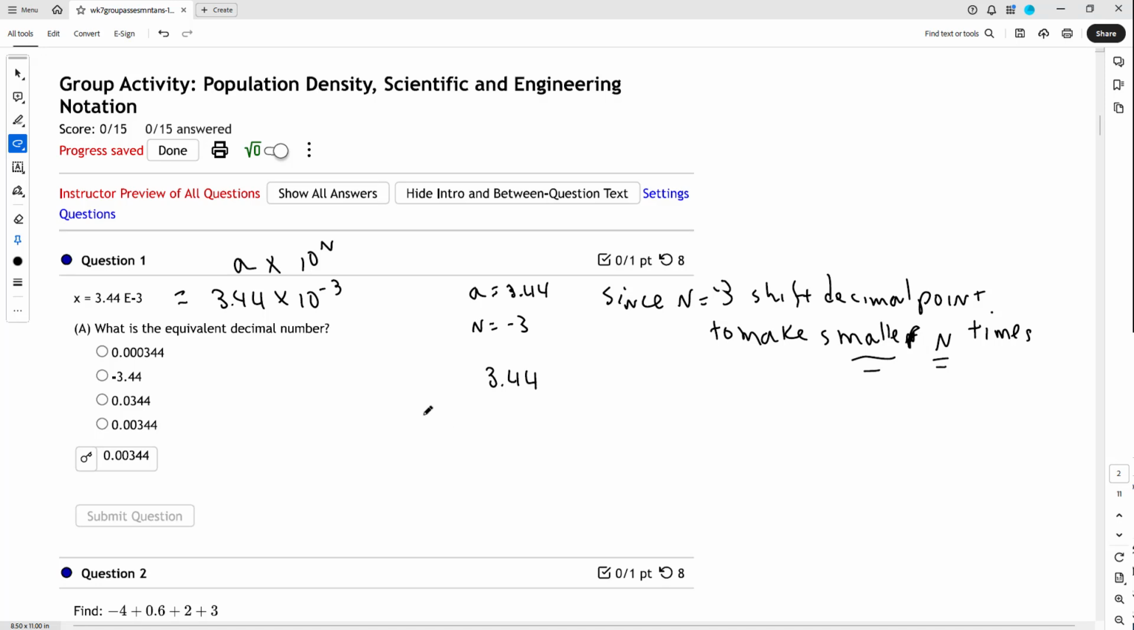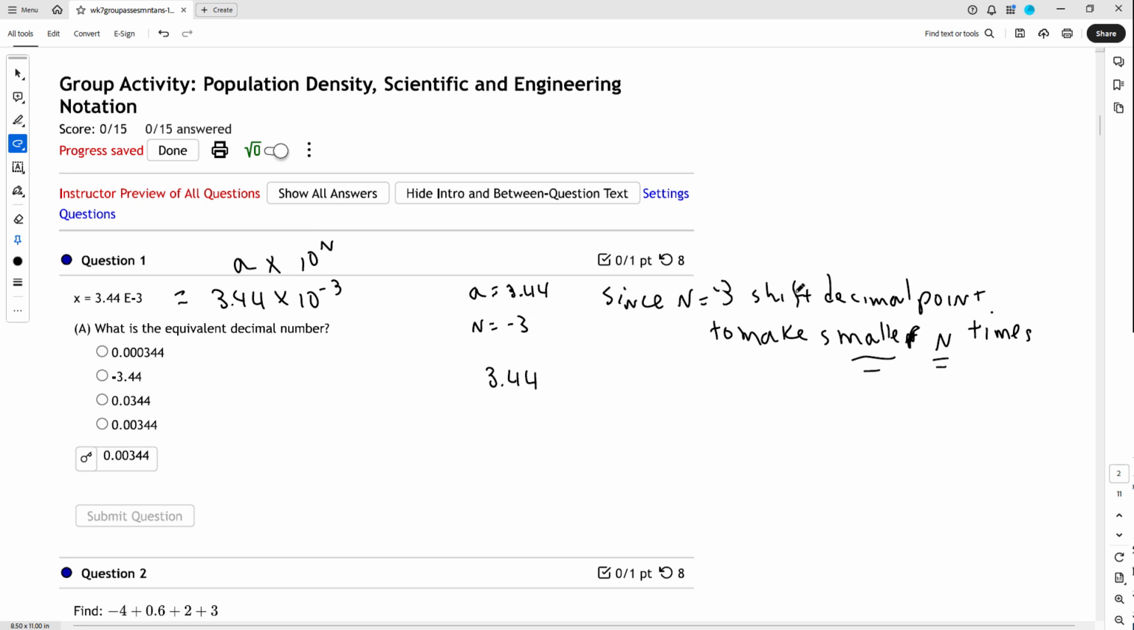Okay, this is week 7, group activity. This first one here, I'll write what is the equivalent decimal number. So I went ahead and rewrote it, so you can see what it looks like in scientific notation and place that E with a 10. Then I wrote the notation for scientific notation where A times 10 to the n. You can see that A is equal to 3.44, n is equal to negative 3.